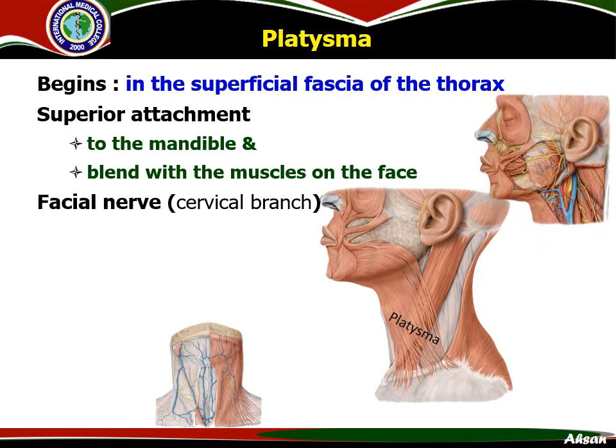It is supplied by the facial nerve. Specifically, the cervical branch of the facial nerve supplies this muscle. It is observable that this muscle is attached to the mandible only as the bony attachment. Below, it blends with the fascia of the thorax and lower part of the neck, and above with the deep fascia as well as the muscles of the face.